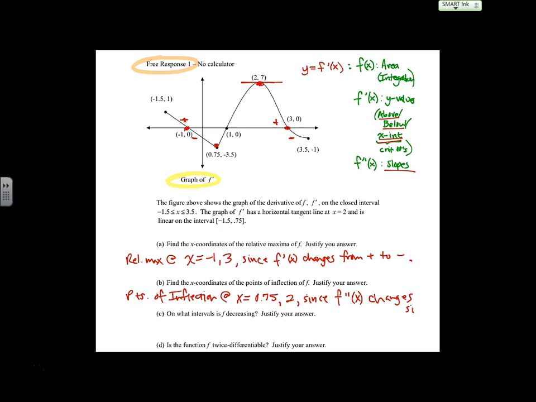Changes signs. Maybe they made copies of that. Since F double prime changes signs. You don't even have to say that, you could say since the slope of F prime, which is F double prime, changes signs. That's enough. Where is F decreasing connected to a forever card?